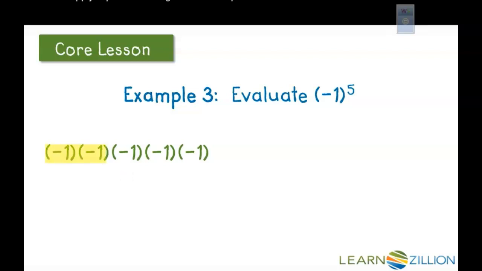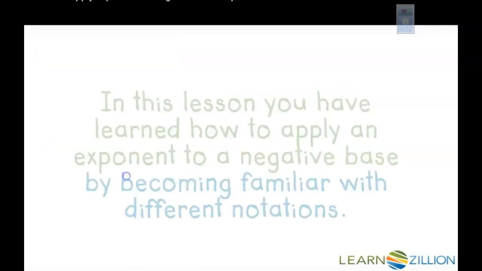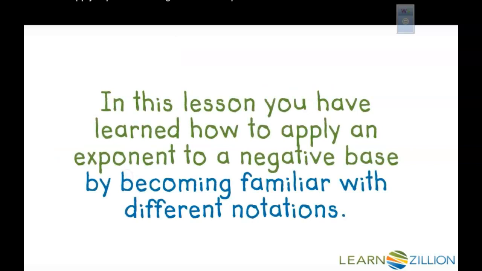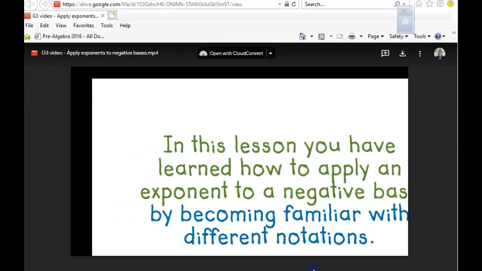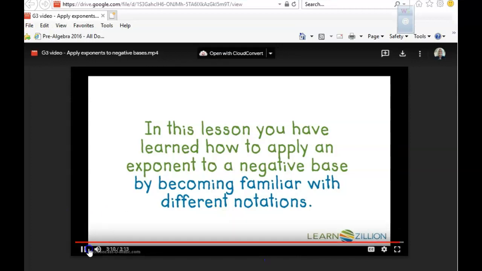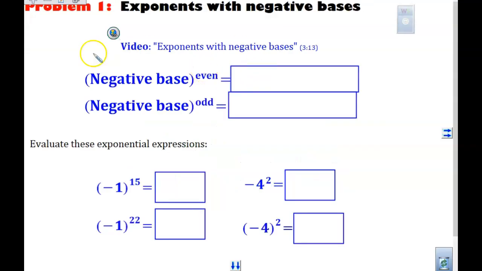These first 2 negative 1's multiply to be 1. The next 2 negative 1's will also pair up to multiply to another positive 1. Then there is just one last lonely negative 1 that multiplies times the 1 and the 1 and results overall in negative 1. In this lesson, you have learned how to apply an exponent to a negative base by becoming familiar with different notations.